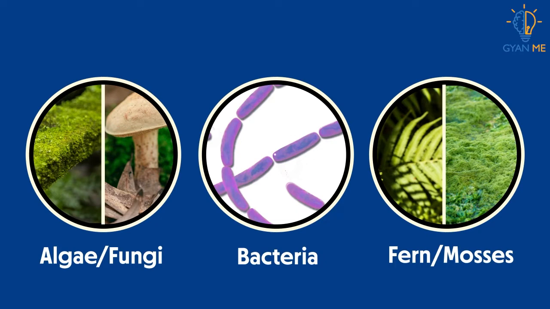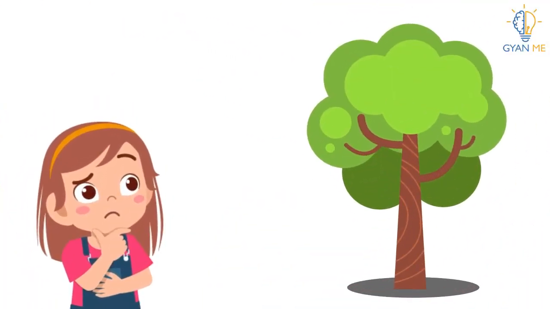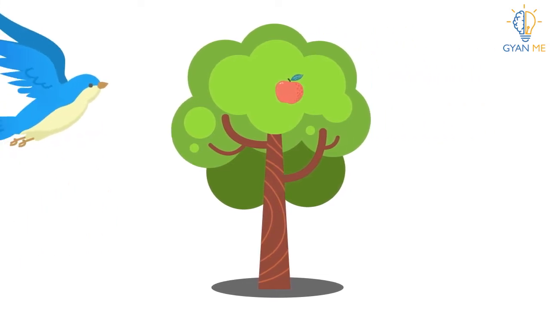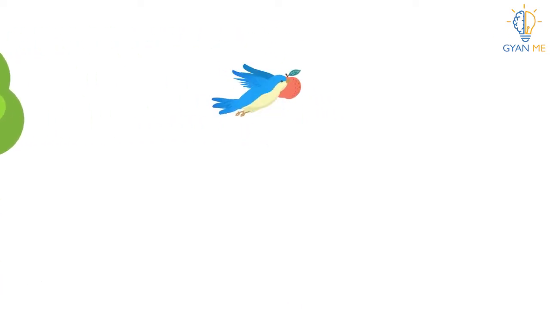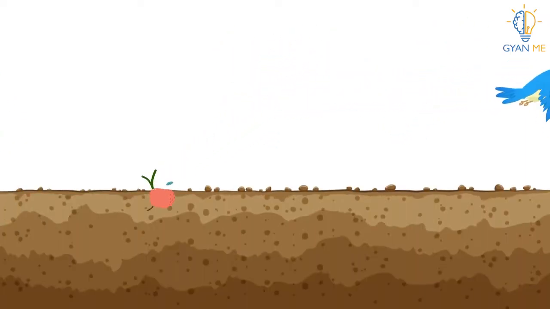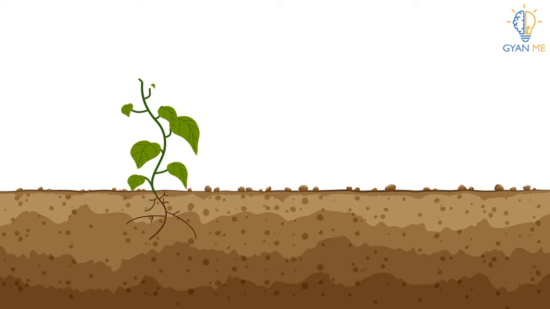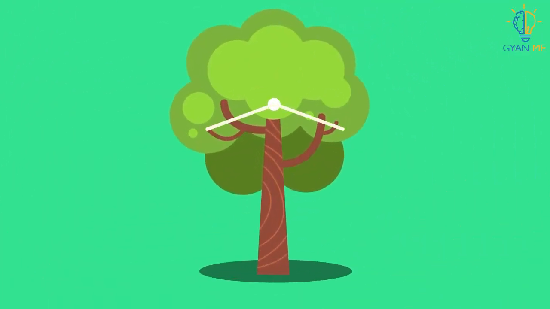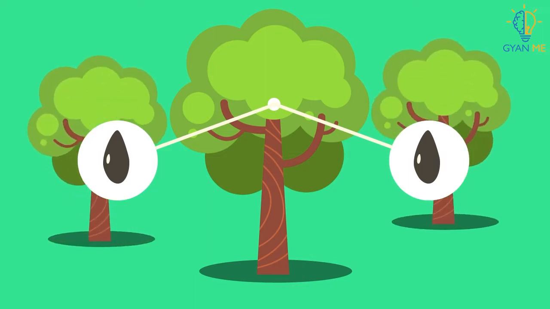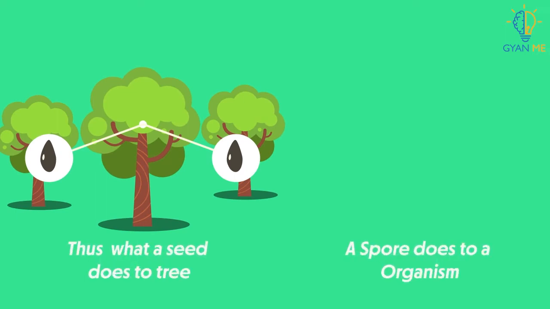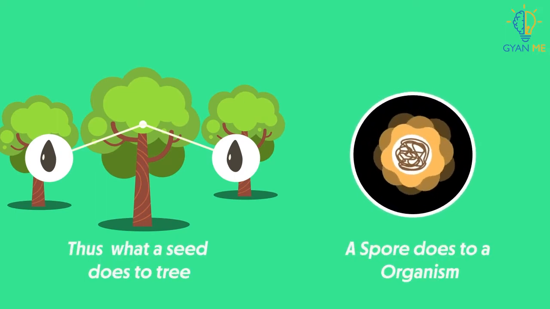But wait, before we start, why do you think plants produce fruits and seeds? It's because animals can eat these fruits, and when they leave the seeds or throw these seeds at faraway places or behind them, a new plant can grow, and thus the plant can spread itself in the ecosystem. Thus one tree produces multiple seeds and becomes multiple new trees in turn. Thus what a seed does to a tree is what a spore does for lower organisms.